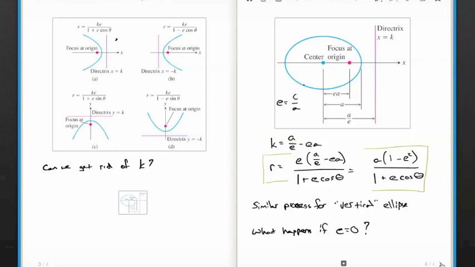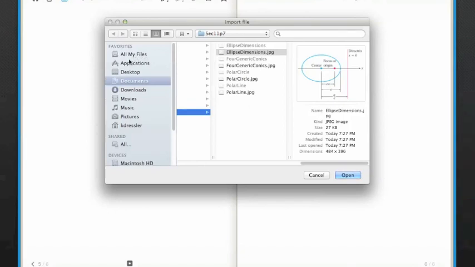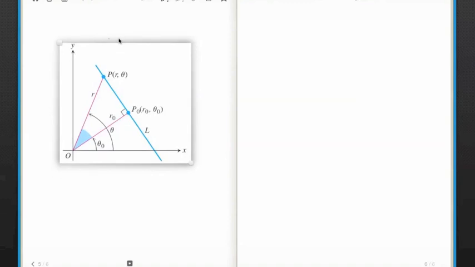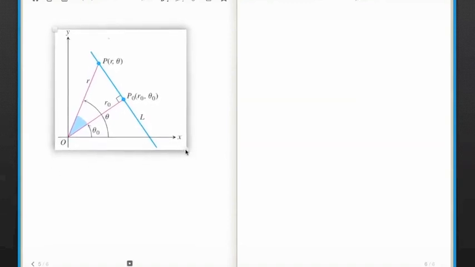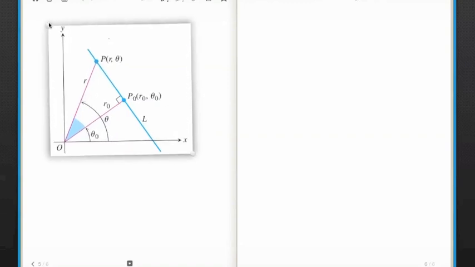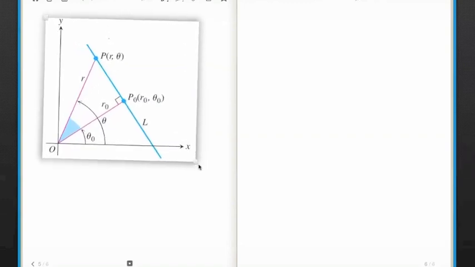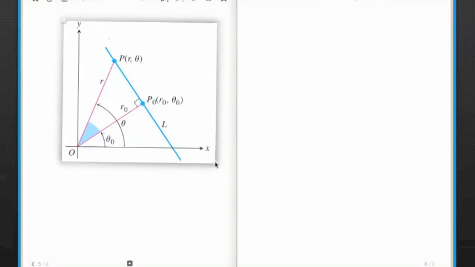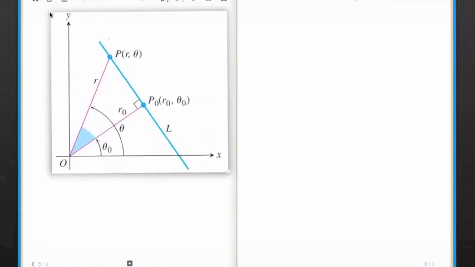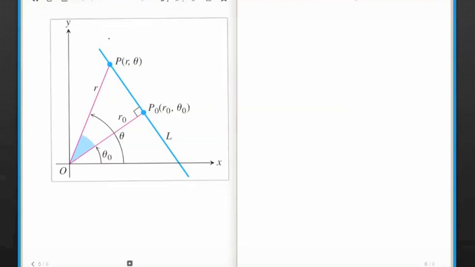But there are a couple of interesting little things that I'd like to point out about graphs and polar coordinates. The first one has to do with lines. I'm going to make this a little bit bigger. I'm learning all sorts of new features about the tablet here as I do this. So now we're going to look at lines.